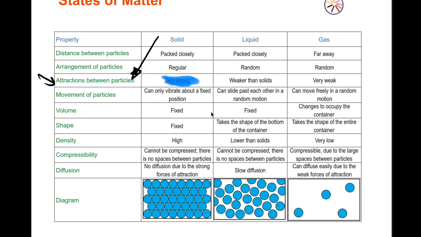So for instance, if they've asked you, why is it that solids don't diffuse? You're going to have to say, forces of attraction in solids are strong, so particles are not free to move. On the other hand, if they've asked, why is it that gases can diffuse? You're going to have to say, they have very weak forces of attraction, and that's why gases can easily diffuse.